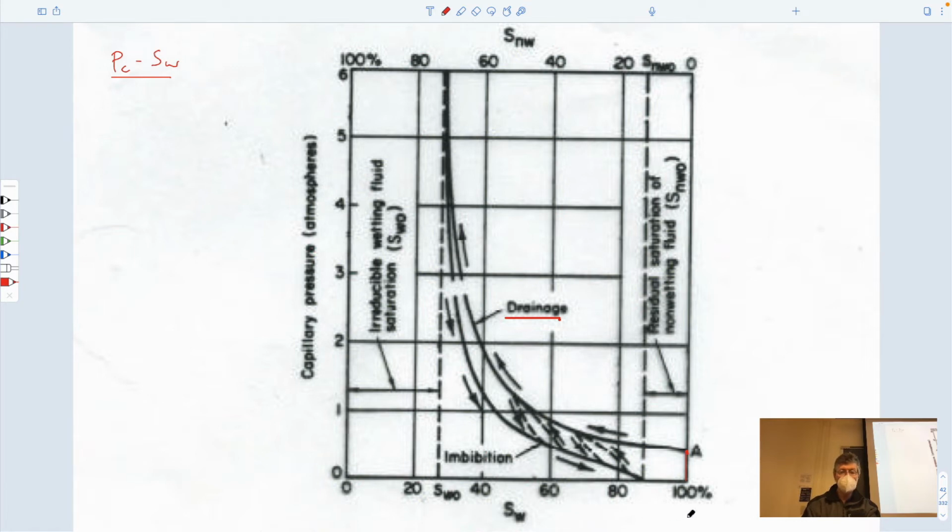0% water saturation, 100% water saturation, 0% non-wetting air, and 100% non-wetting saturation. So these are the exact opposite of each other, obviously. As you start with 100% saturated and you push air into the system, you go up the drainage curve. You see that as you get more and more air into the system and more water out of the system, it asymptotes to this very steep curve.